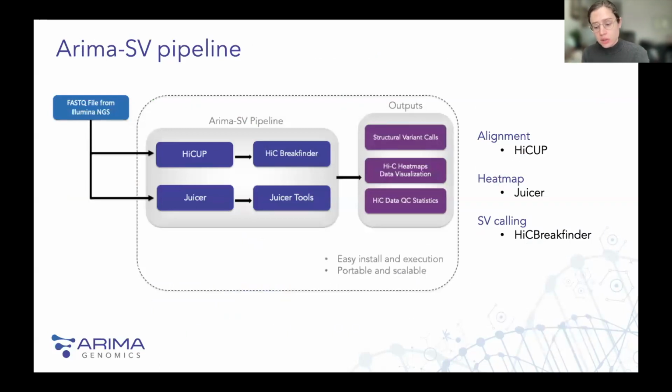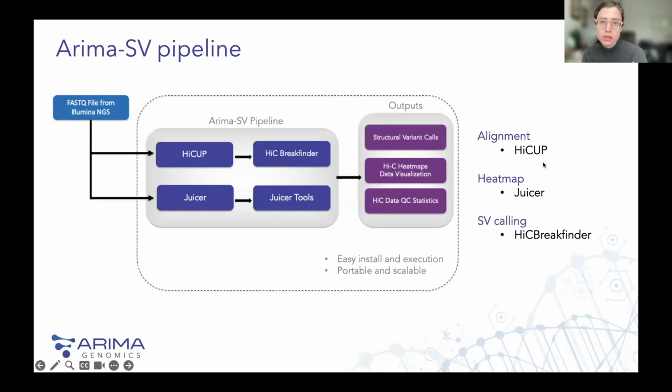So at Arima, we have put together the Arima SV pipeline. It's a pipeline that's available on our GitHub. Some of you may have used it. It can help you start from FASTQ files and go all the way to your structural variant calls. So I'm just going to give a very brief overview of the tools we've chosen for this particular pipeline.